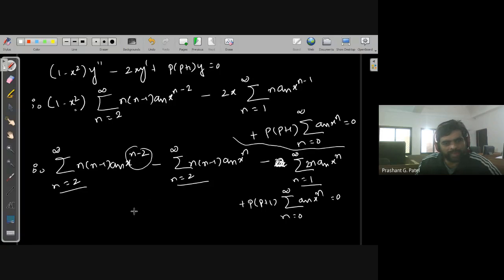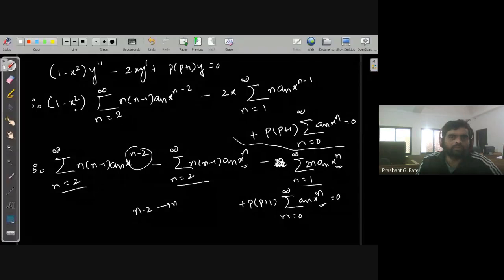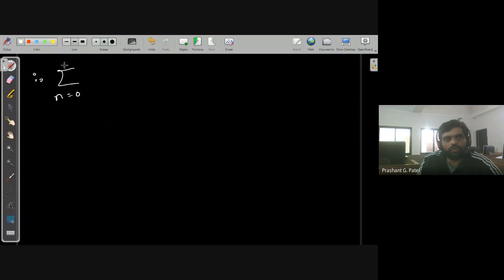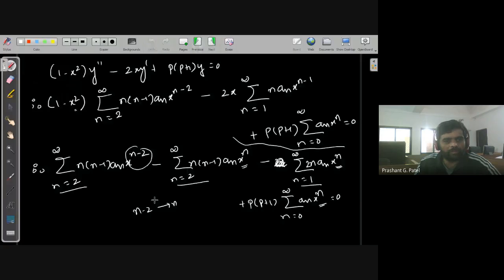So I'm replacing n minus 2 with n in the first summation. Here it is already x raised to n, here also x raised to n, and here also x raised to n. So we'll change this n minus 2 to n in the first summation. Hence we got n running from 0 to infinity, because if I replace n minus 2 with n, then n, which was starting with 2, will now start with 0.